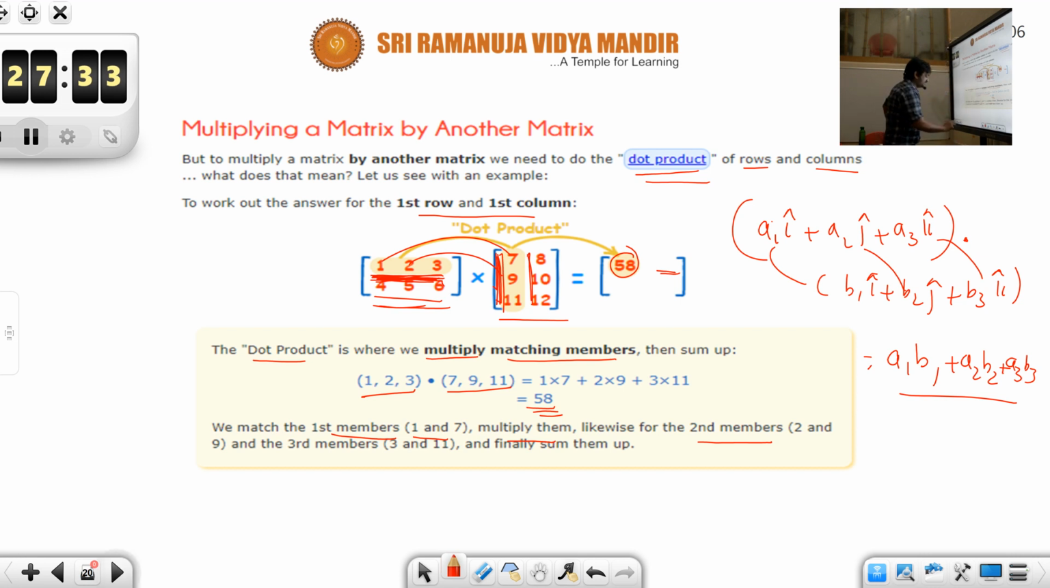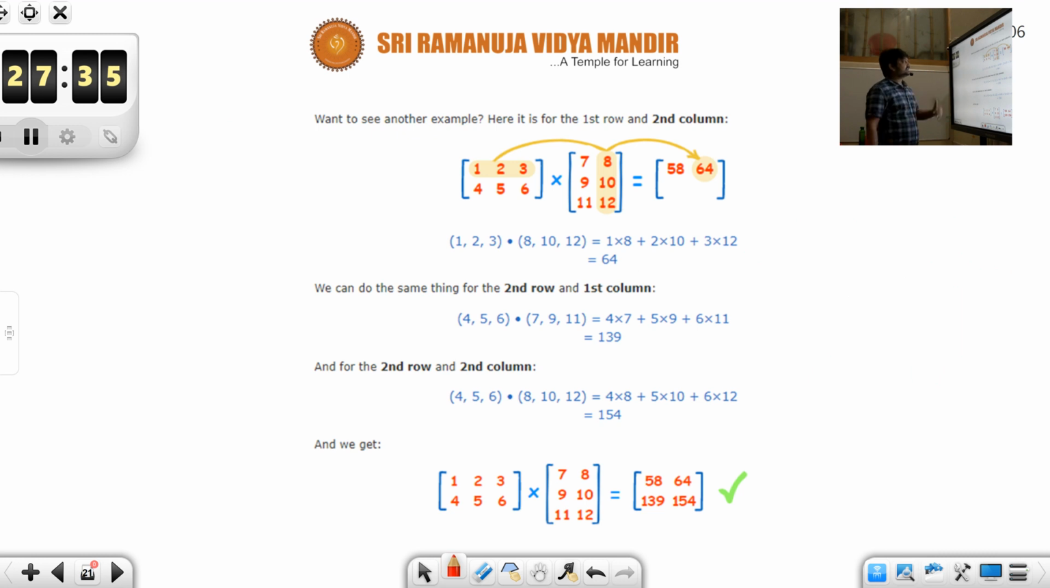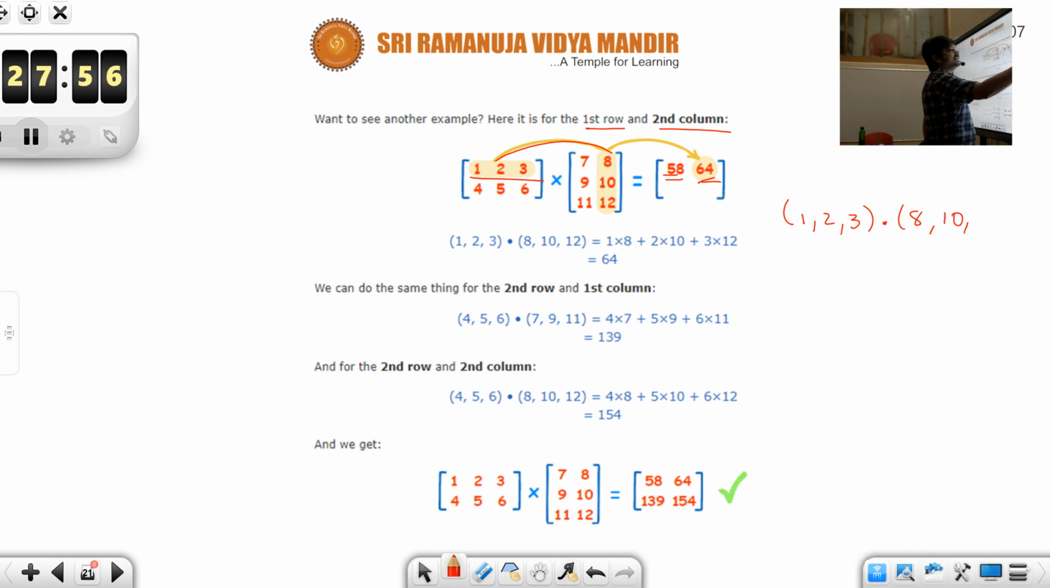So let me explain this in detail. Let's see another example. See, here it is for the first row and second column. Just now we have calculated the entry 58. Now let's calculate this entry. To get this entry, what you will do is perform the dot product of the first row with the second column. So that is the dot product of 1 2 3 dot 8 10 12.